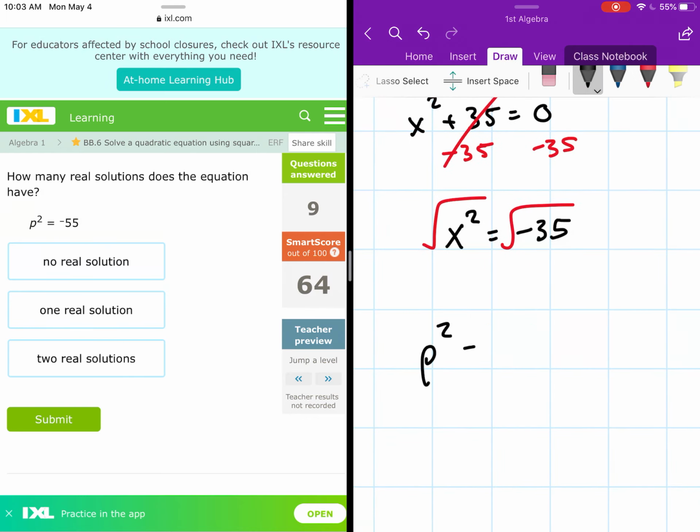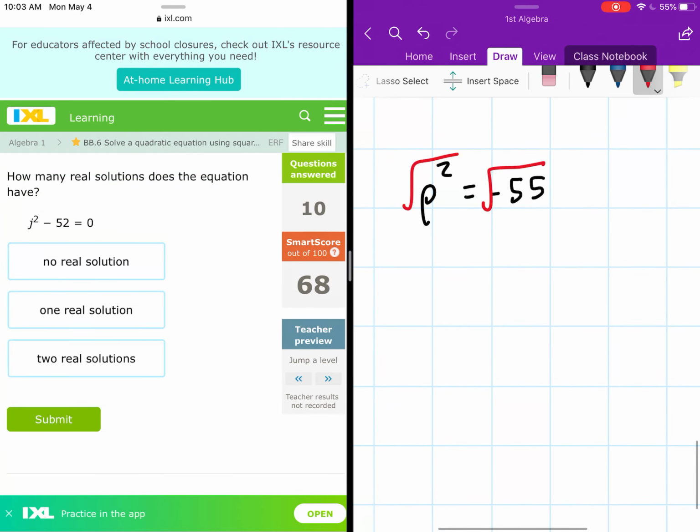Right, so this one right here, this next one, you have p squared equals negative 55. What do I have to do? Take the square root, negative inside, no real solution.